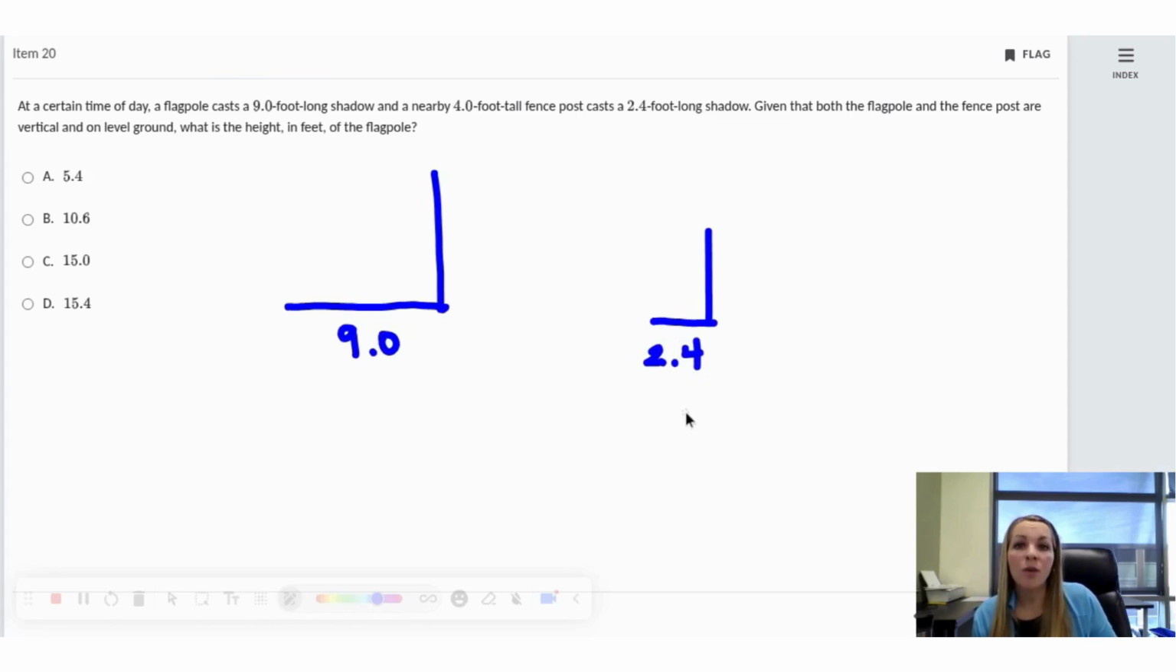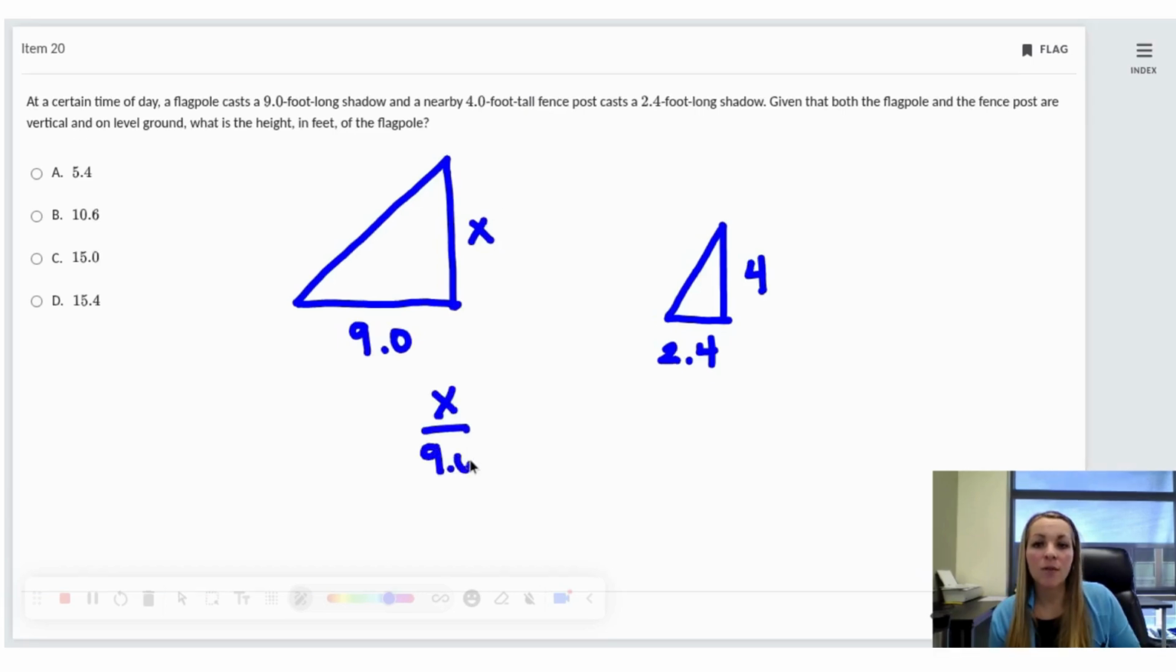We also know that the height of the fence is 4. So what we have here, we have these beautiful right triangles. And I'm trying to figure out the height of the flagpole, so I'm just going to call that x. Because these are both right triangles, we can use similar triangles to figure this out. I'm going to set up a ratio. I'm going to say x is to 9.0 as 4 is to 2.4.